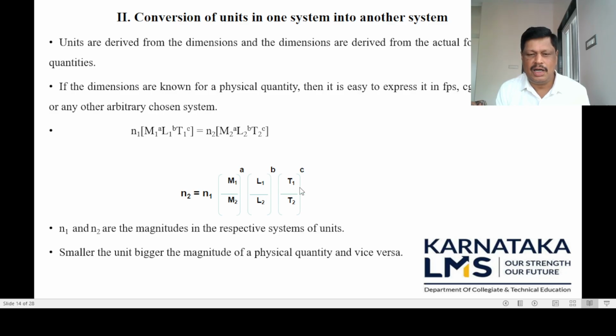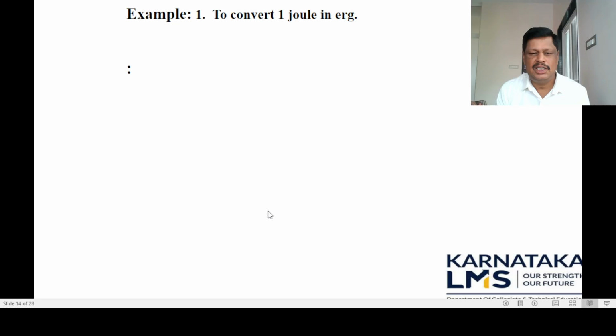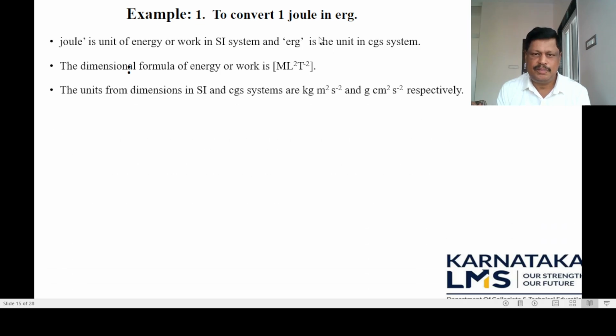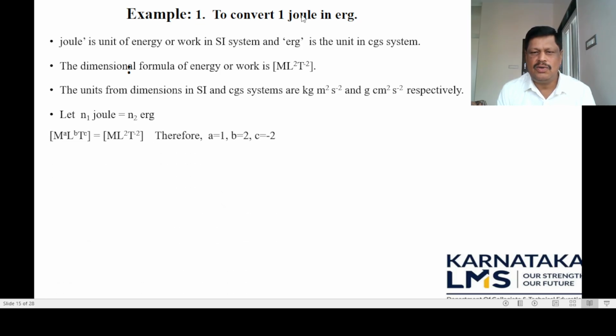M1, L1, T1 are the fundamental physical quantities in one system of units, and M2, L2, T2 are the fundamental physical quantities in the other system of units. Using that relation, we can convert 1 joule into erg. Joule is the unit of energy or work in the SI system, and erg is the unit in the CGS system.